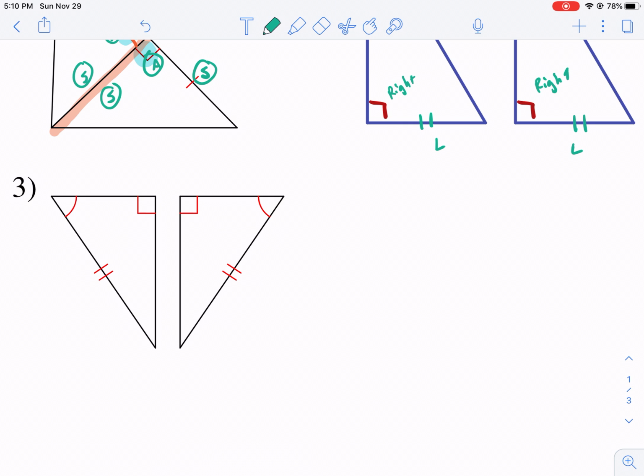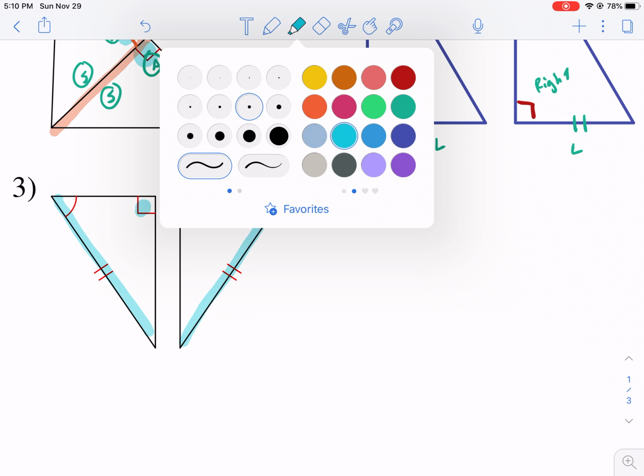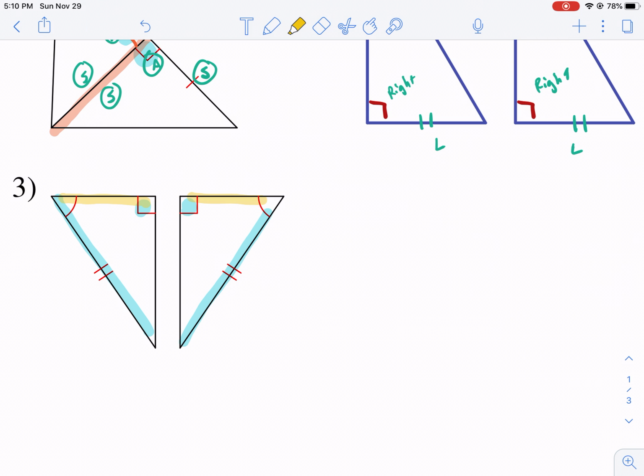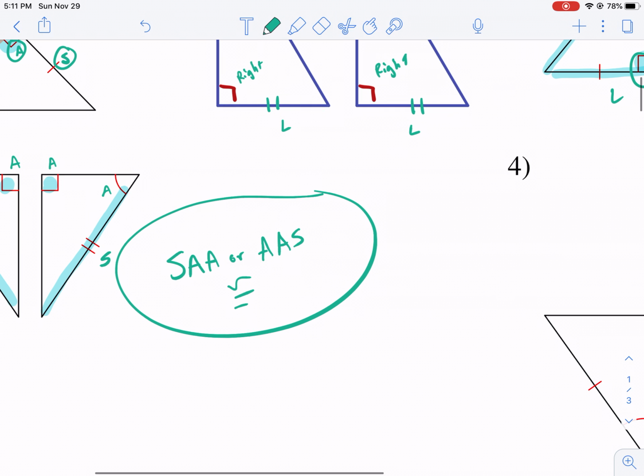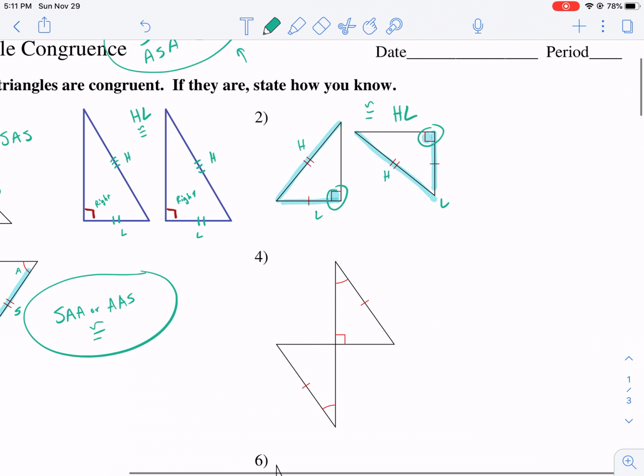Now, let's see what we have here. We have a right triangle, so we need to be cautious. Do we have a hypotenuse? We do have a hypotenuse. Okay, so is it the HL? No, it is not the HL because we do not see a leg given in either one. We don't have that measurement, so we can't call it HL. So what else do we have? Let's go back to our regular ones. We have a side. It's not a hypotenuse because it's not HL. We have an angle. And we have another angle. So this one is actually SAA or AAS, congruent. So this one's congruent, just not by HL.